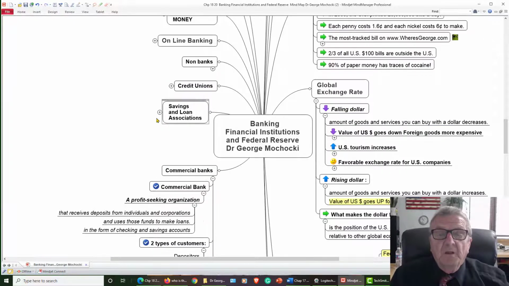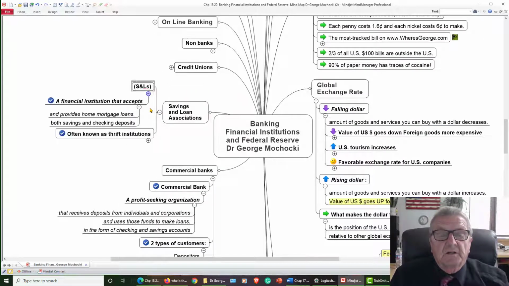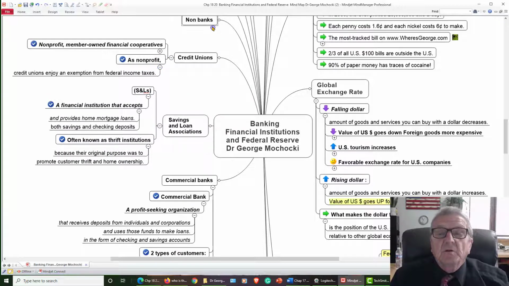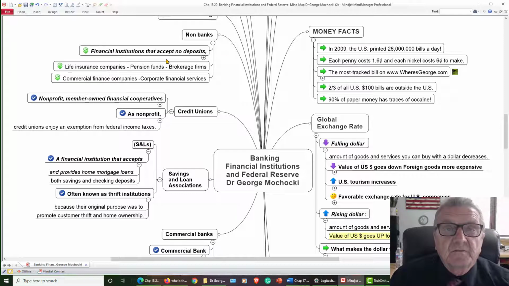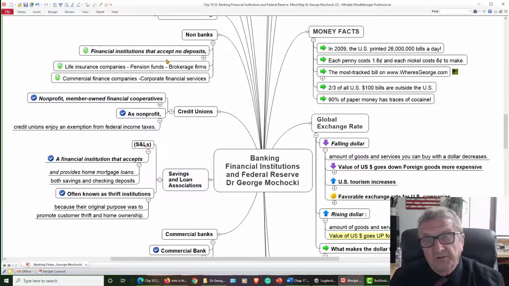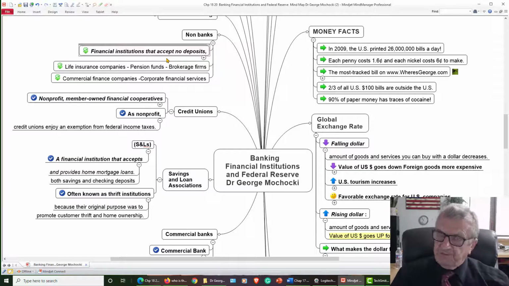Real quickly, savings and loan, I'm not going to go into that. You've got credit unions, right? You've got non-banks. Insurance companies could now basically give you a loan. They have all this, so everyone's involved in this. Anyone's going to make money. So if you're looking at it, shop around and see which one gives you the best deal.